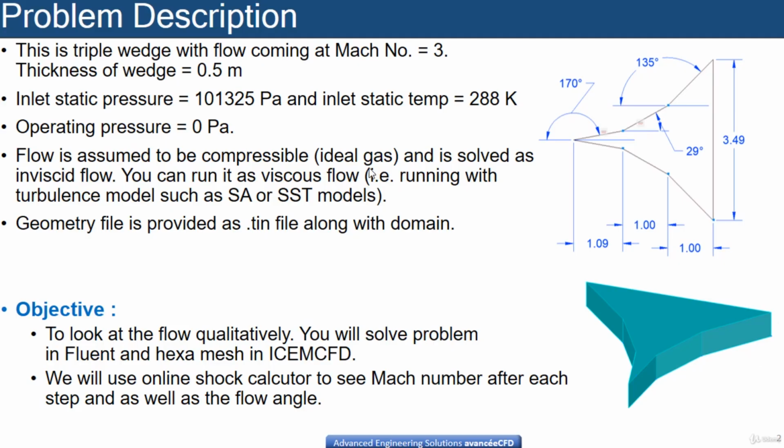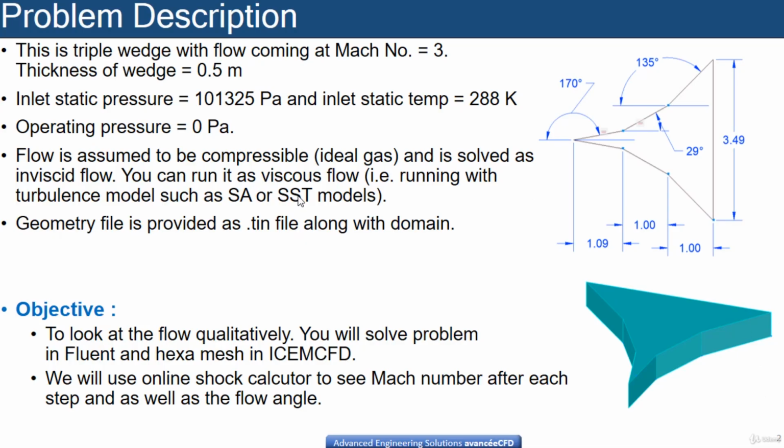The flow is assumed to be compressible, and we will solve it as an ideal gas, so the density of air will change with temperature, and we assume that the flow is inviscid. For supersonic flows, we can solve the case as inviscid, and we can get a very good idea about the shock waves. Definitely we will not be able to simulate the boundary layer. For that, you can run the case with different models like the Spalart-Allmaras method or SST models. The geometry file is provided as a tin file along with the domain around this wedge.